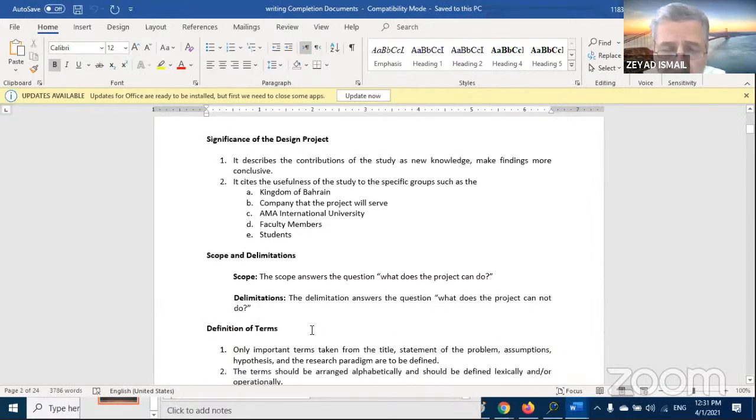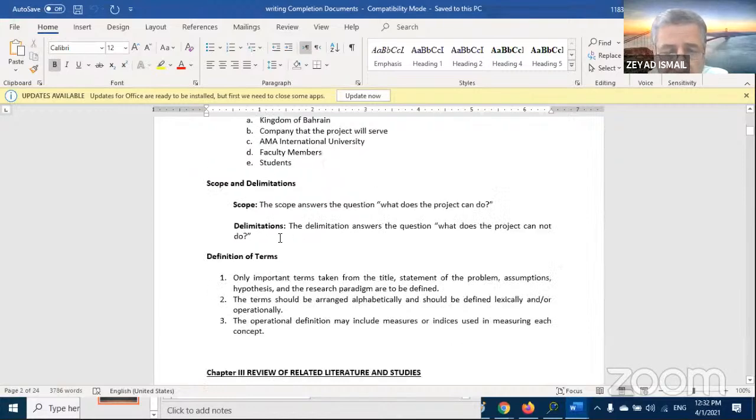Chapter 2 will also include the significance of the study. Here, describe the contribution of the study as new knowledge that makes findings more conclusive. And the second point cites the usefulness of the study to specific groups, such as the Kingdom of Bahrain, or the company that the project will serve. Maybe AMA International University, faculty member, student, whatever.